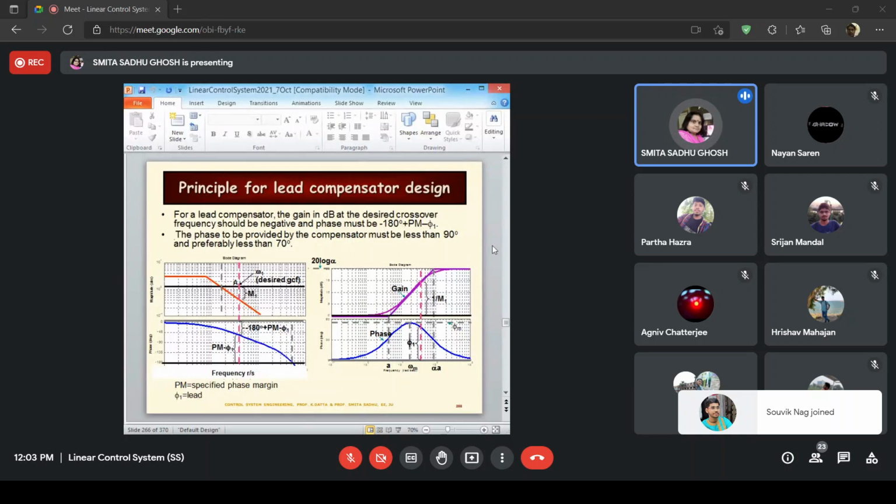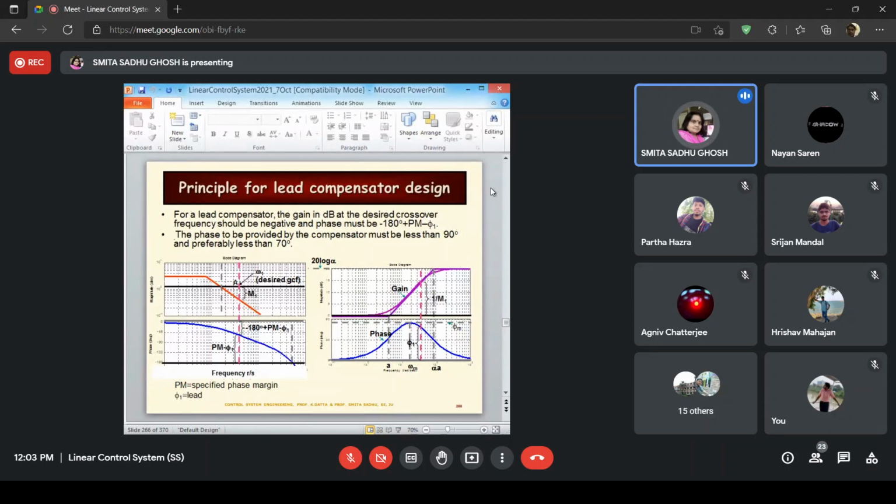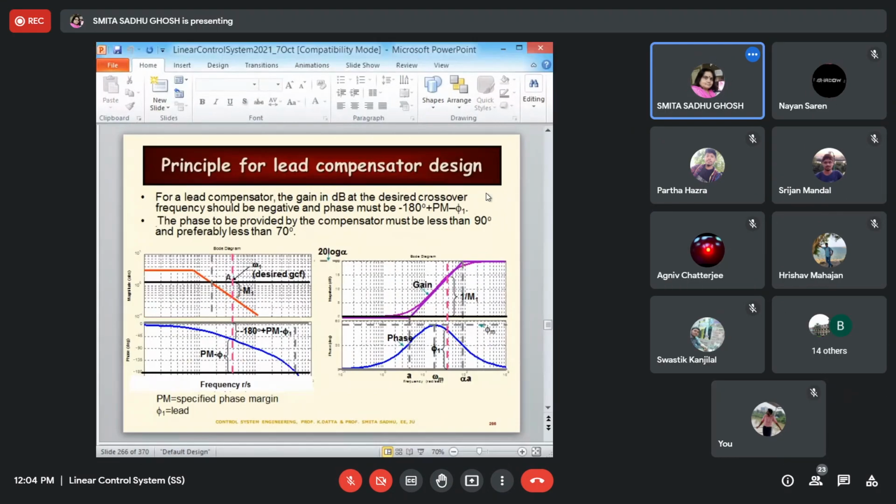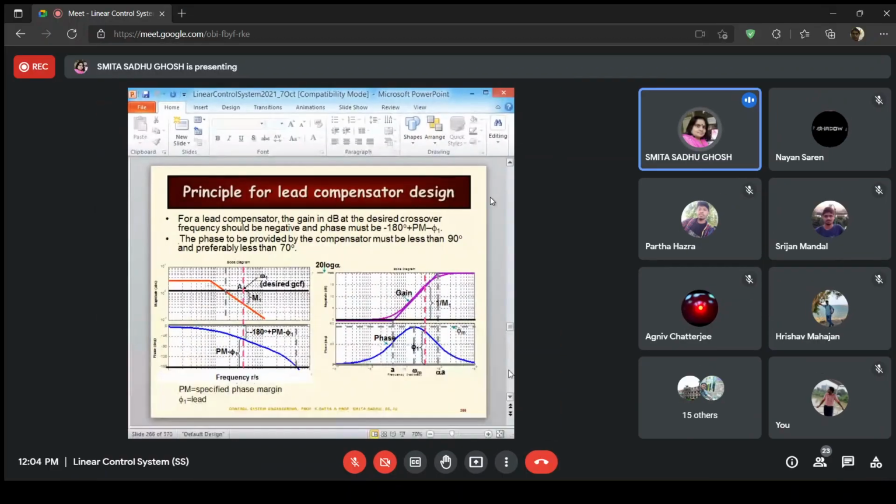Can you see the slide, first of all, this principle for lead compensator design? Yes, ma'am. Just tell me whether you can see the slide. Okay, right.